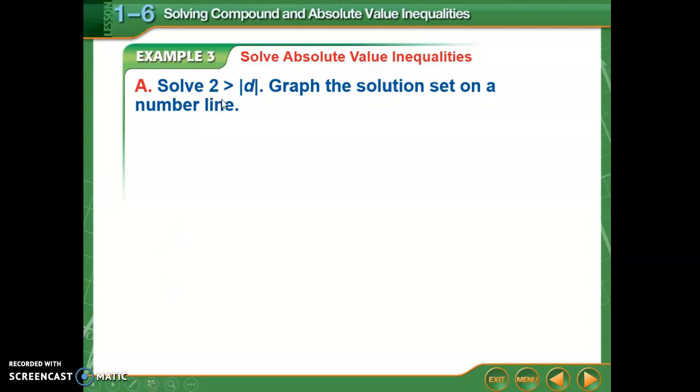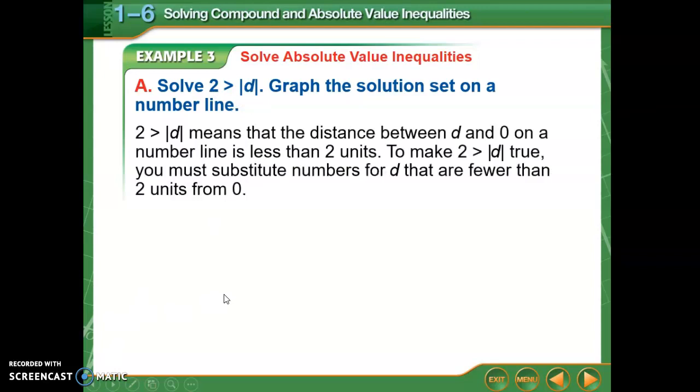Now, if I were you guys, I would switch these two. I'll put this in the left and then this one in the right. But you will come up with the same answer. Okay? So 2 > |d| means that the distance between d and 0 on the number line is less than 2 units. To make 2 > |d| true, you must substitute numbers for d that are fewer than 2 units from 0.